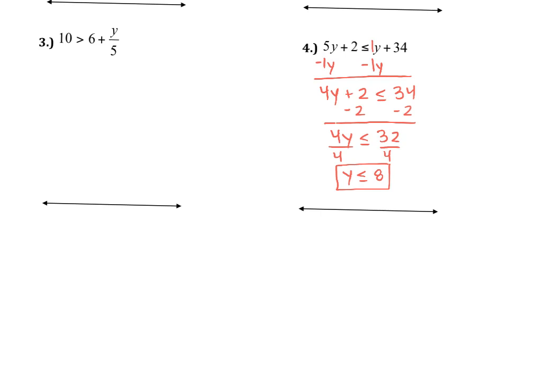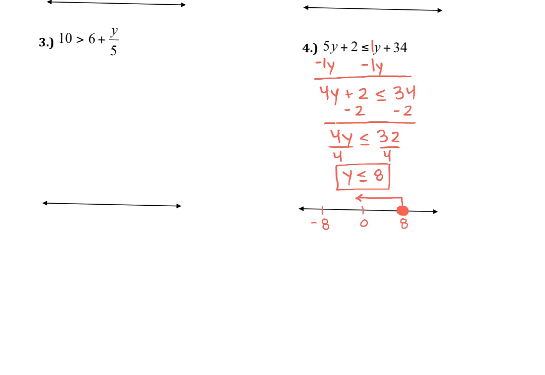And again, there's other ways you could solve that, but no matter which way you do, your answer should always come out the same. So now I'm going to put 0, 8, and -8 on my number line. This is a closed circle because 8 is part of the solution, and y is less than or equal to 8.